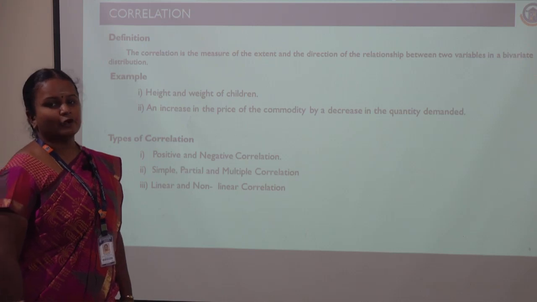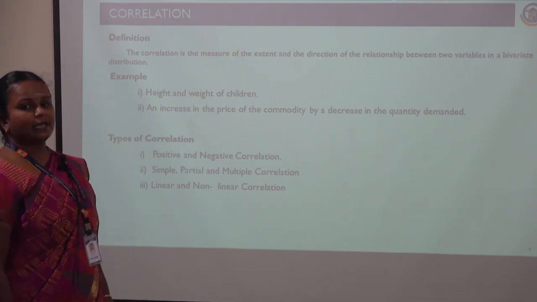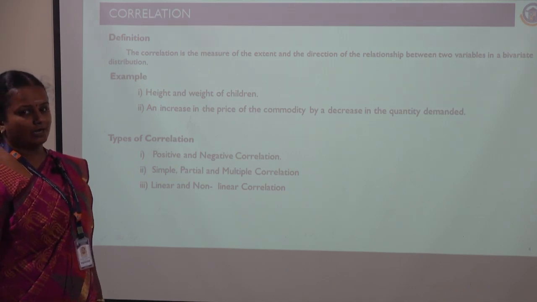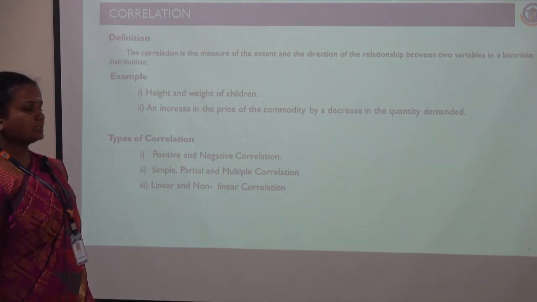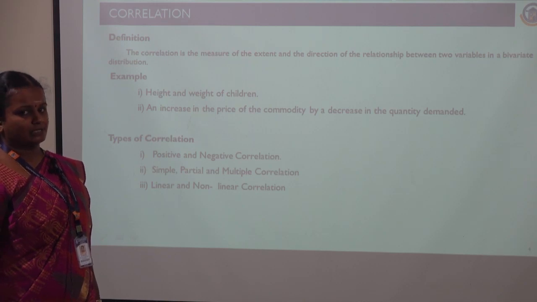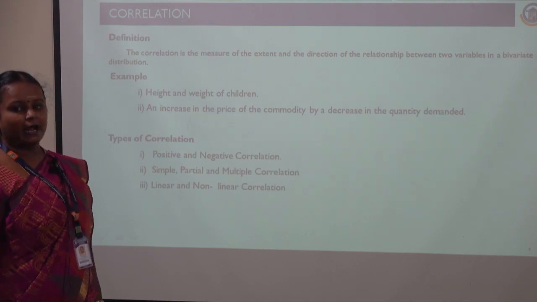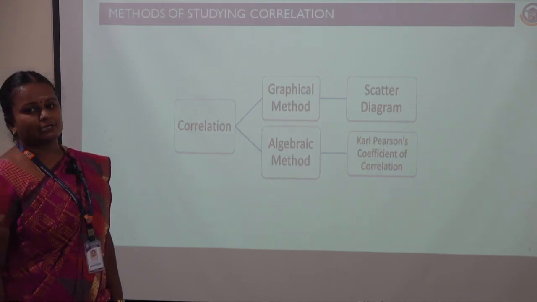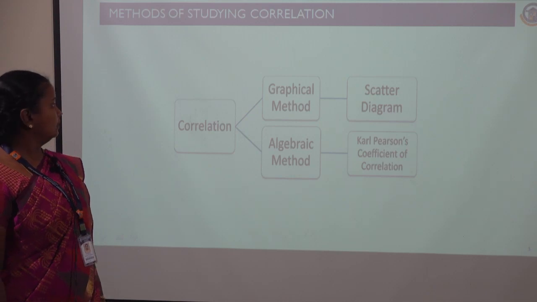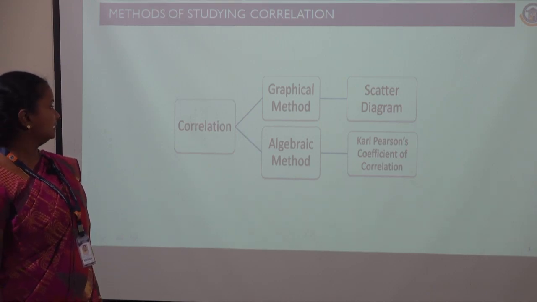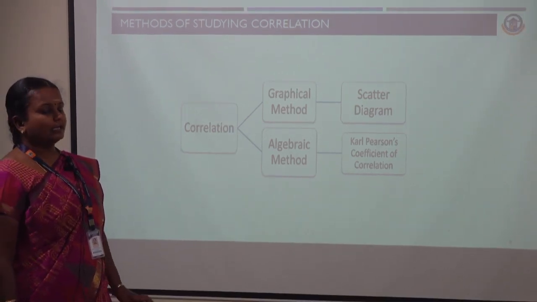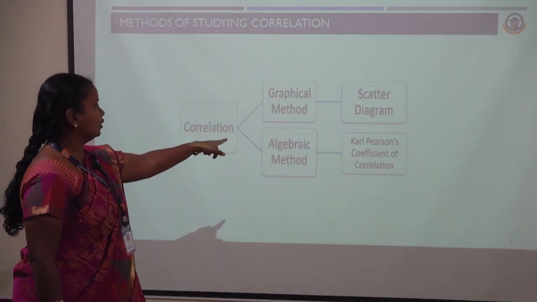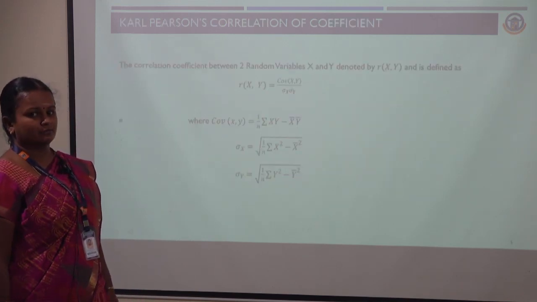Next, types of correlation. There are 3 types of correlation. The first one is positive and negative correlation. The second is simple, partial and multiple correlation. The third is linear and non-linear correlation. Next, methods of studying correlation. There are 2 methods of studying correlation. One is the graphical method, the other is the algebraic method. In the graphical method, we use a scatter diagram. In the algebraic method, we use Karl Pearson coefficient of correlation.